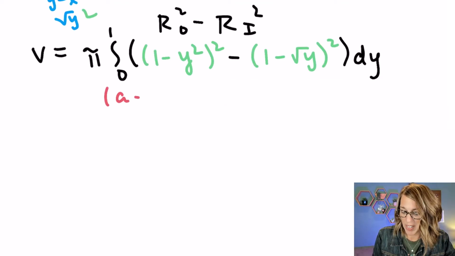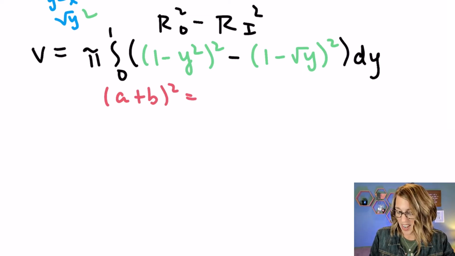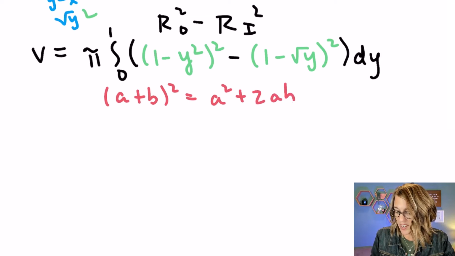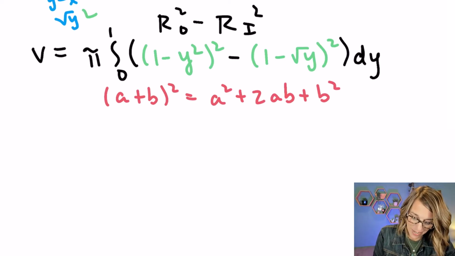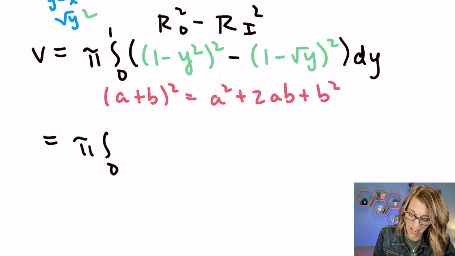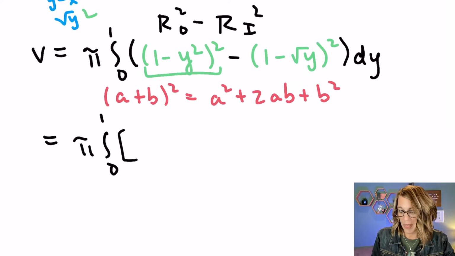So I need the formula for (a + b) squared. As I square this, I get a squared plus 2 times their product plus the last one squared. Let's put this in our integral. So 0 to 1. I'm going to use square brackets here, and I'm going to go ahead and square out this first one. So a is equal to 1 here.